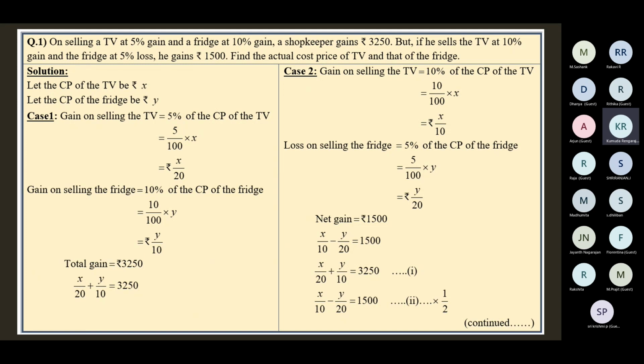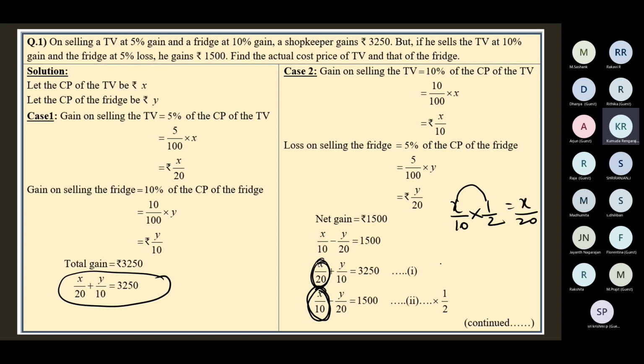Okay, so what have I done? I've written the first equation as it is, this one as it is. And this is the second equation. So now I'm trying to equate x by this one and this one. Now here it is x by 20. How will x by 10 become x by 20? You should multiply by 1 by 2. Then x into 1 is x. 10 into 2 is 20.